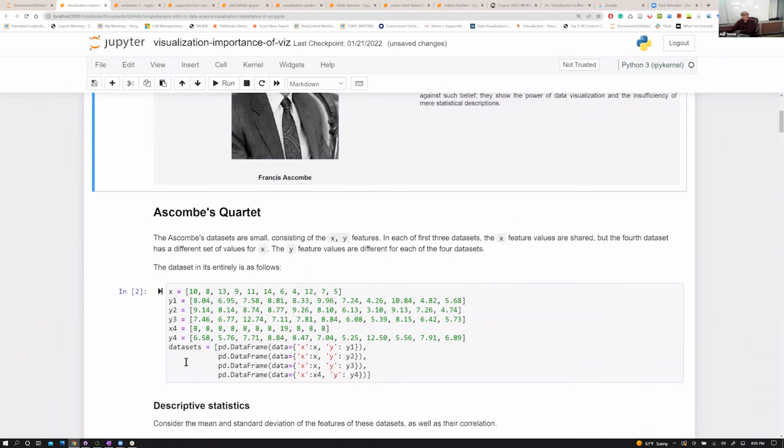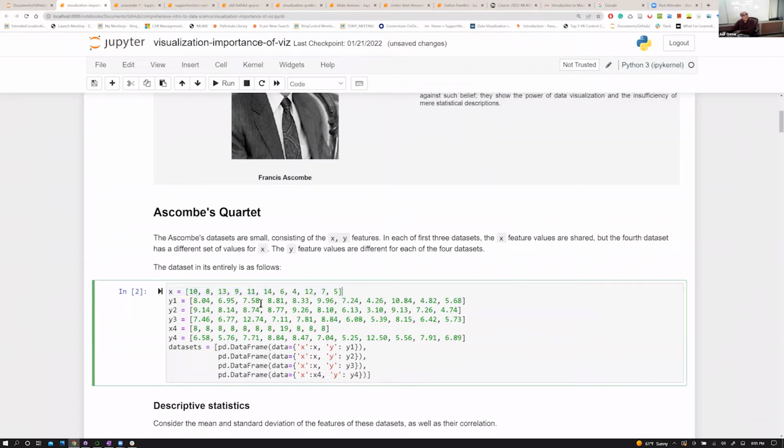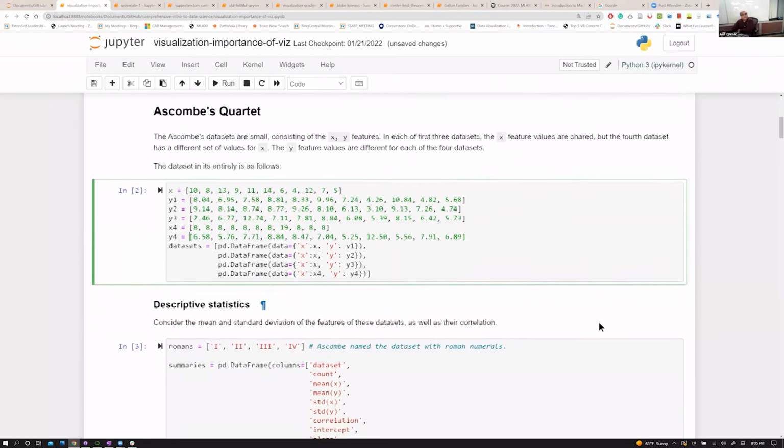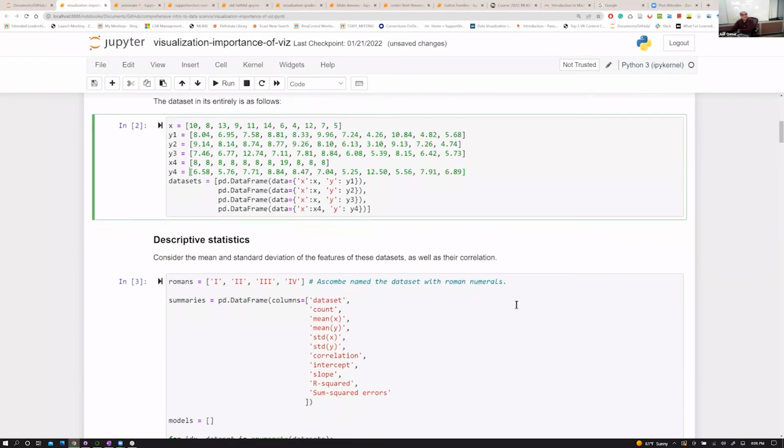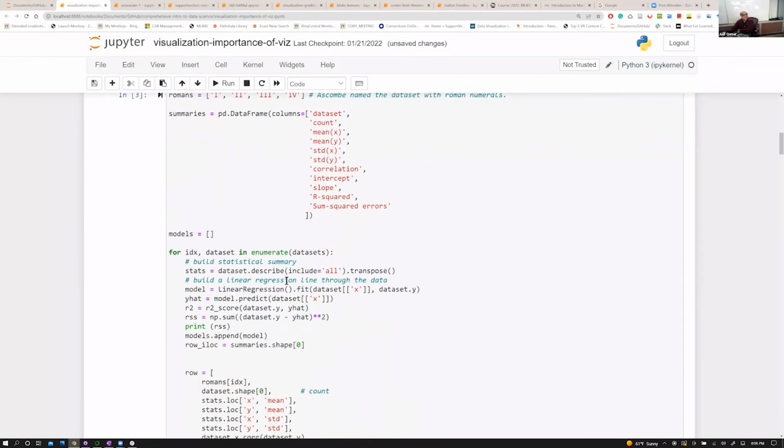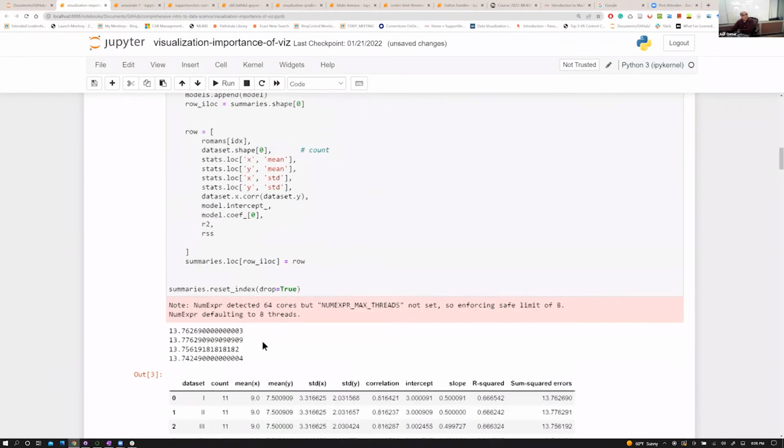So what he did is he created the X fixed, but for Y he created four sets of Y values: Y1, Y2, Y3, right? And in the fourth one, he changed the X also. And then he said, look at the descriptive statistics of these four data sets. When you do that, this is a little bit of basic code. You create a data frame, you ask for its statistics, and you plot it out.